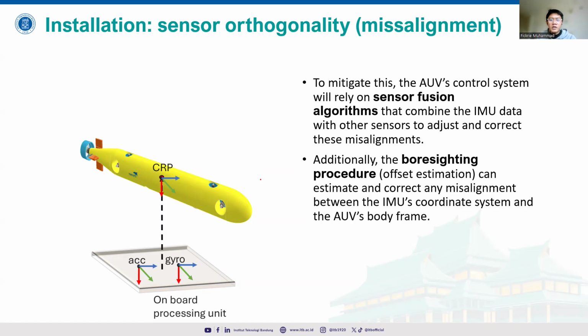But if we have a misalignment to our AUV reference point, for example, we'll have difficulty later determining how the AUV behaves underwater, because all the measurements derived by the IMU or estimated by the IMU are wrong, because the IMU is not properly aligned. So the IMU frame here is not properly aligned to the center reference point or to the body frame.